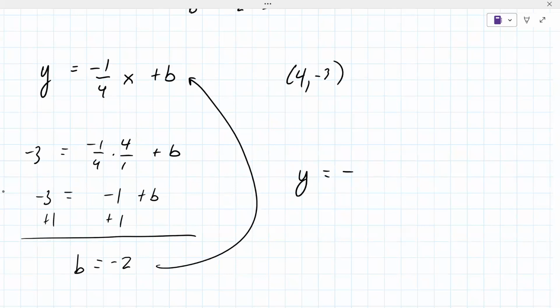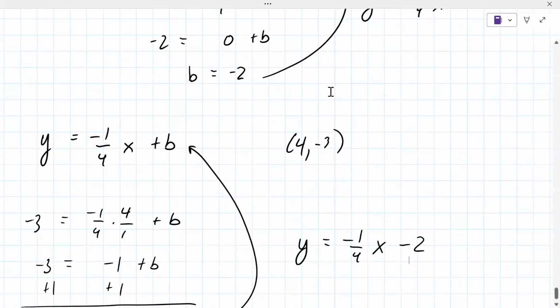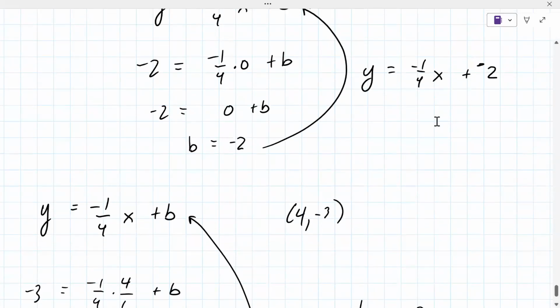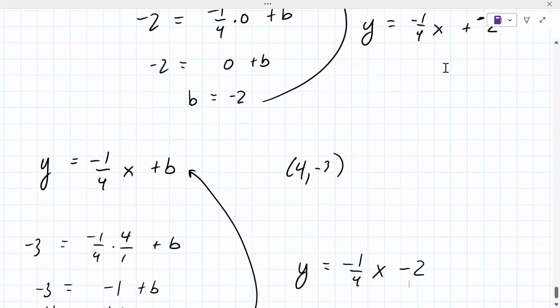Put that back in here. So we have y equals -1/4 x minus 2, or plus -2. Is that the same as this? Are these the same? Yeah. Yeah, they're the same. So it doesn't matter which point you use, which is nice because sometimes there's one that's better than another.